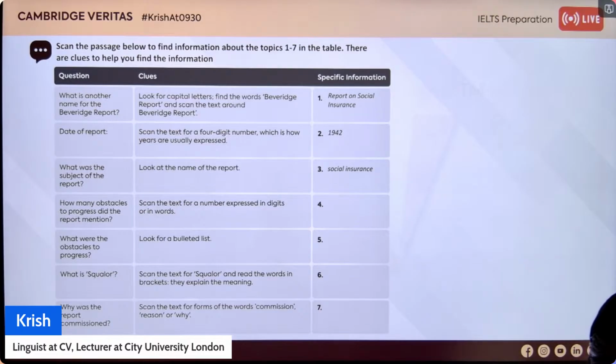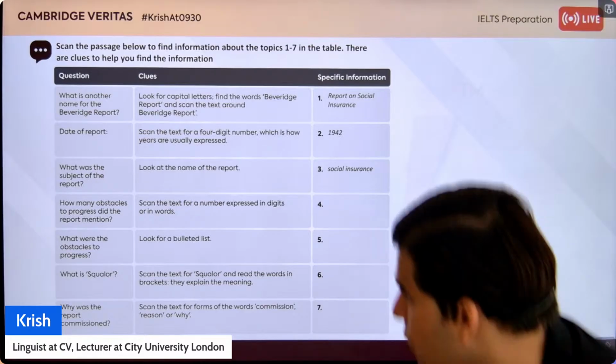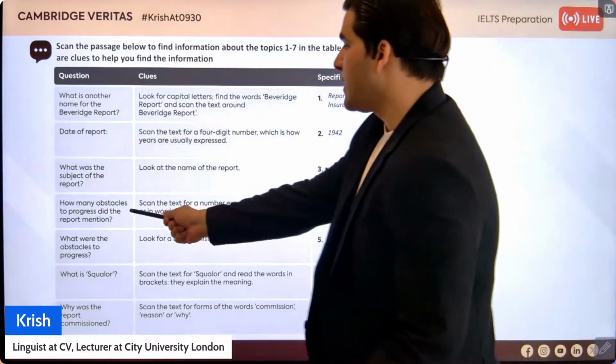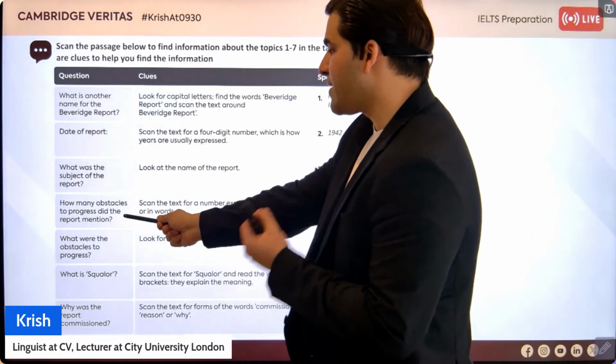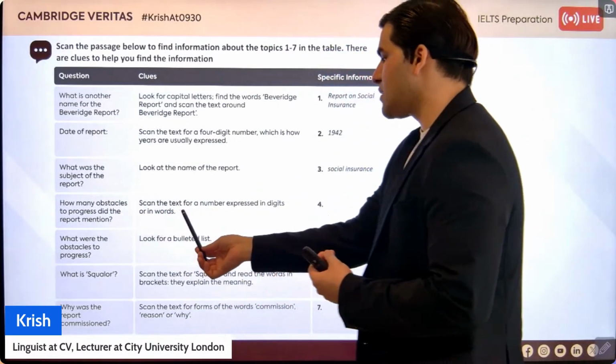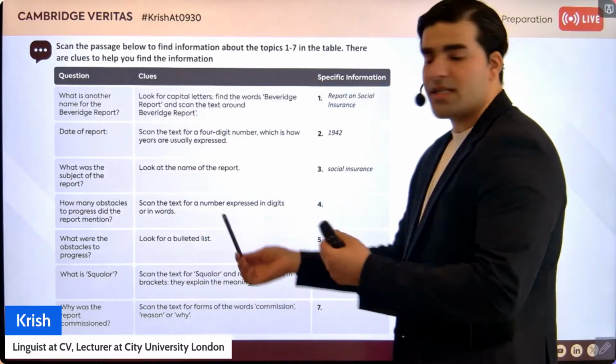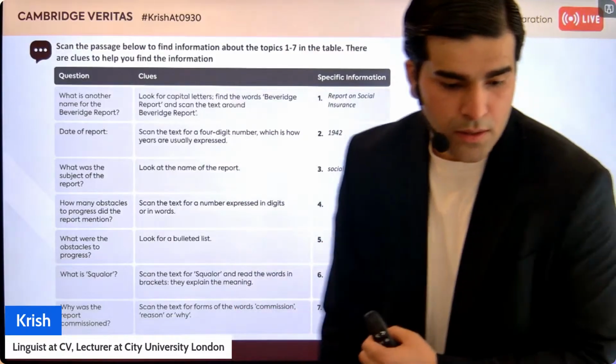Question number 3. How many obstacles to progress did the report mention? Scan the text for a number expressed in digits or in words. Thank you, Sahana. All right. Waiting for other people. How many obstacles to progress did the report mention? Scan the text for a number expressed in digits or words.